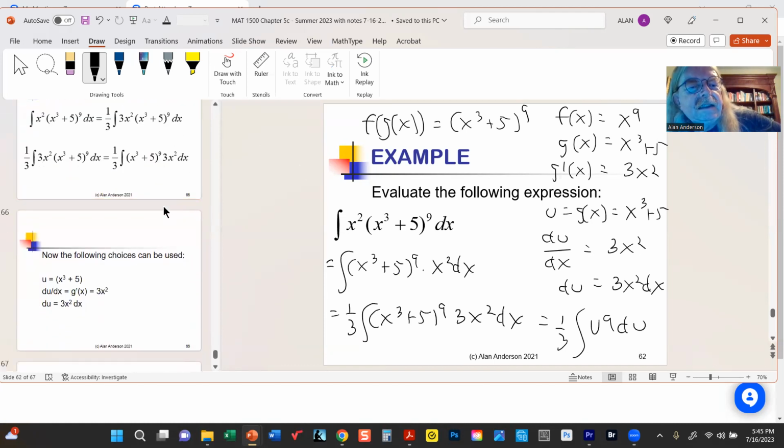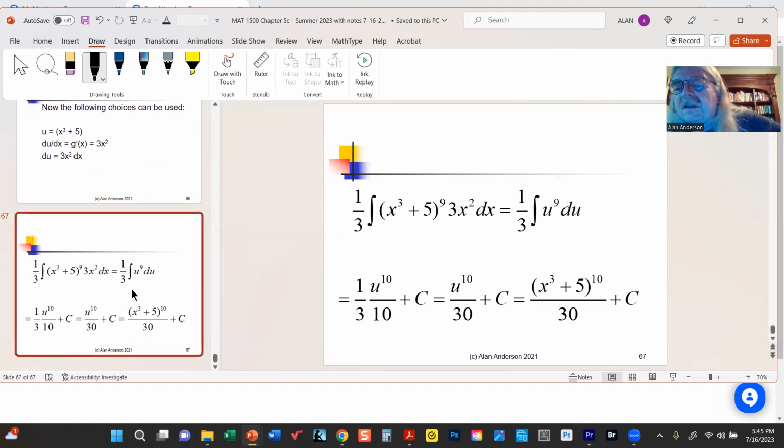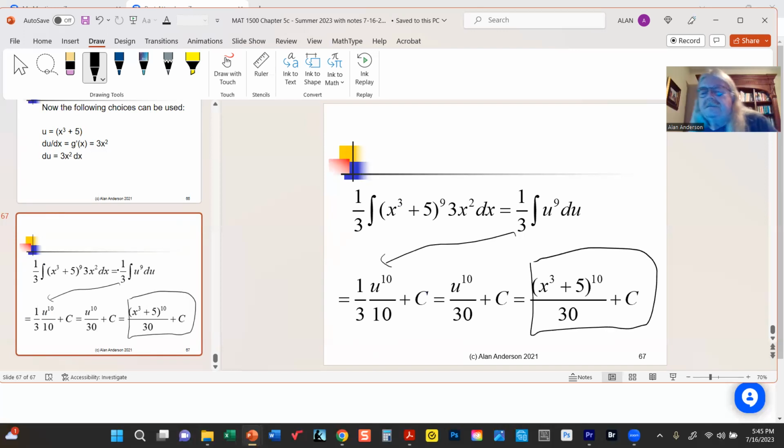And let's see. Obviously, the integral of u to the 9th is u to the 10th over 10, plus c, of course. So we end up with u to the 10th over 30 plus c. Ultimately, we end up with this.